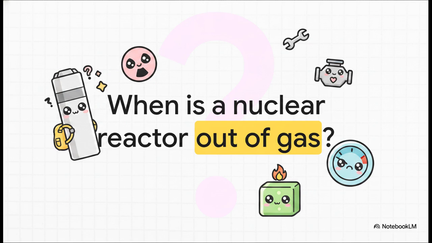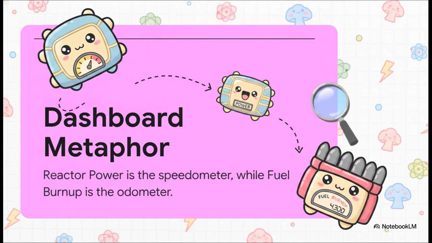So how do operators actually know what fuel is left to burn? To solve this, scientists have to calculate it mathematically, relying on a really clever system of metrics. Honestly, it helps to think of it exactly like your car's dashboard. Reactor power, that acts as our speedometer. It tells us our current rate of energy production right at this exact moment.